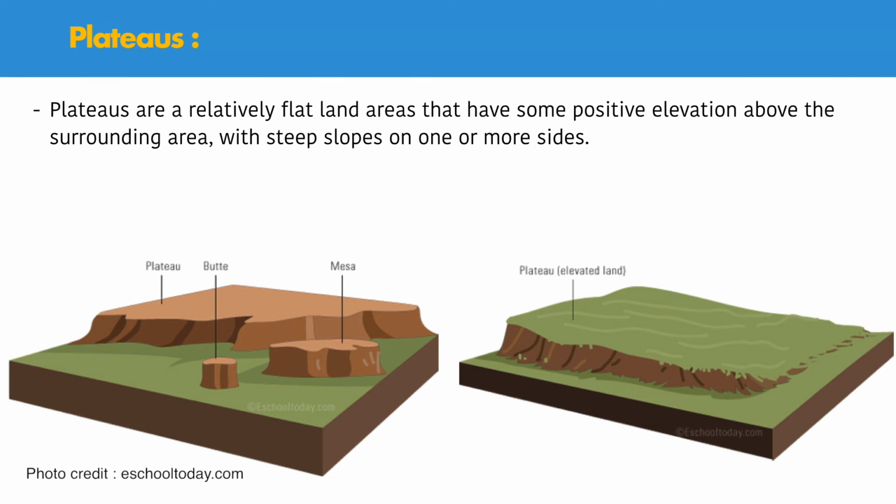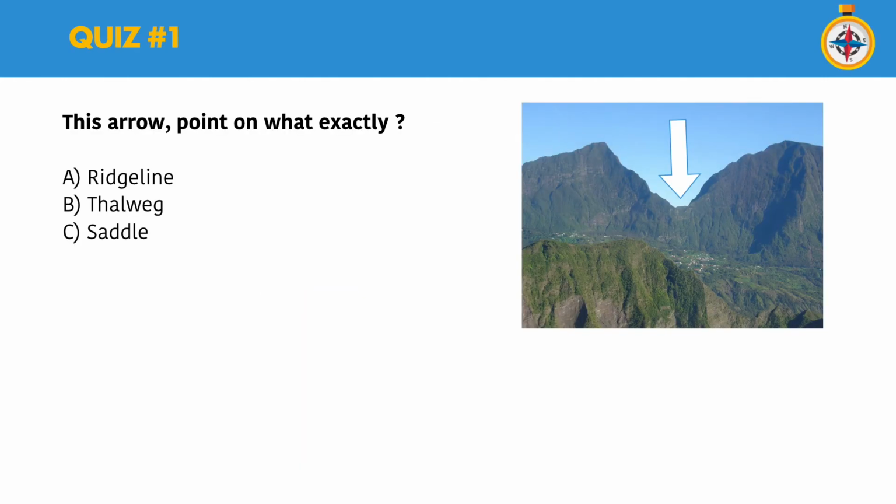That's all for the topographic terms. Let's see the quizzes to test your knowledge. Quiz number 1. What does this arrow point to exactly? A. A ridgeline. B. A talweg. C. A saddle.